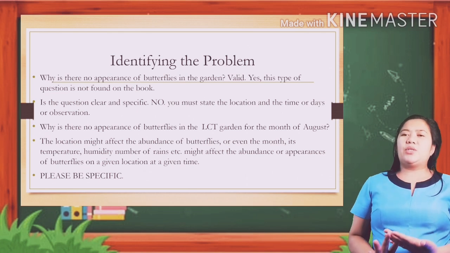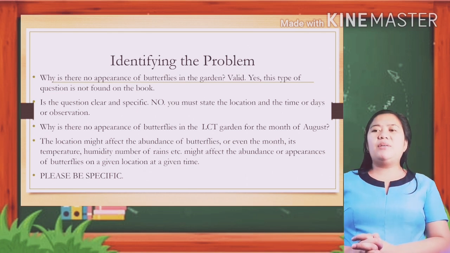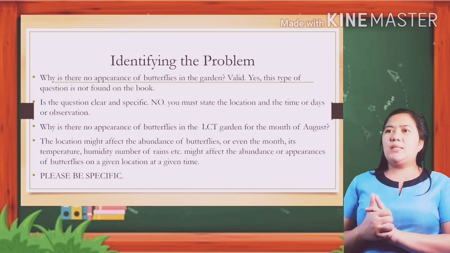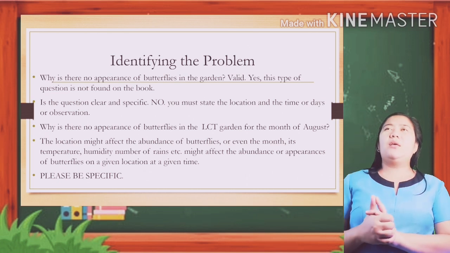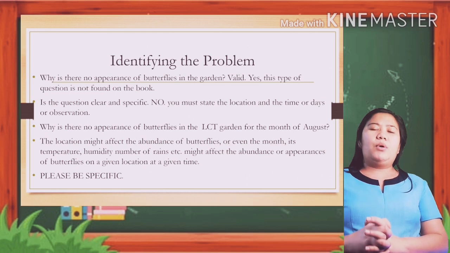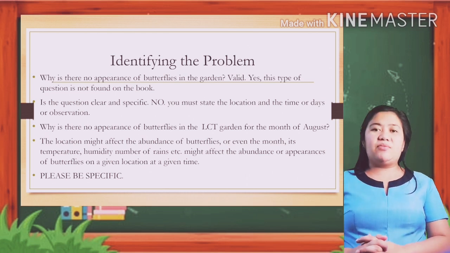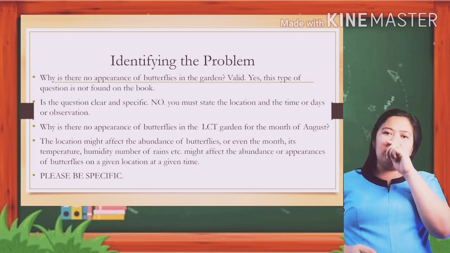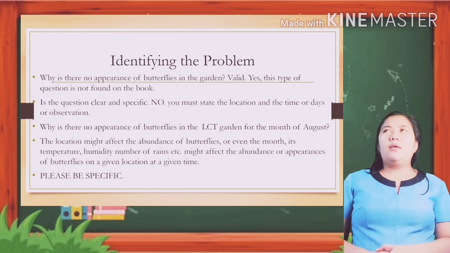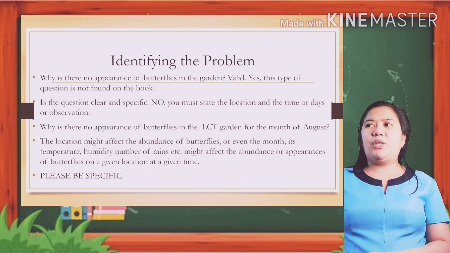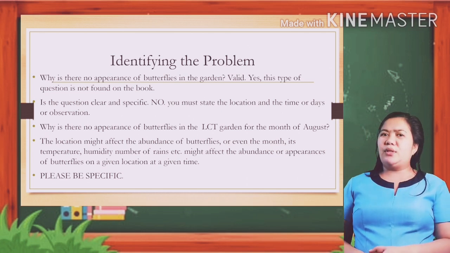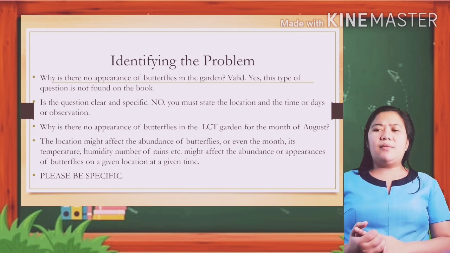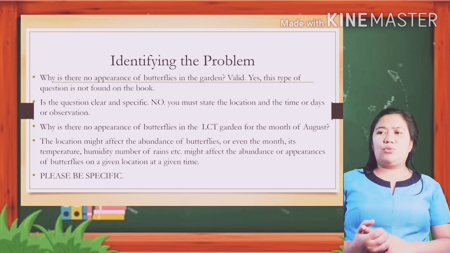So, to revise the question: why is there no appearance of butterflies in the LCT gardens? As you can see, it's very specific because the LCT Garden at the University of the East, UE per se, both UE Manila and Caloocan, is found in an urban area. UE Manila is in the very heart of Manila itself, which is populated, and there are a lot of establishments in that area. Fewer trees are observed there. Likewise, Caloocan has the same kind of structure.